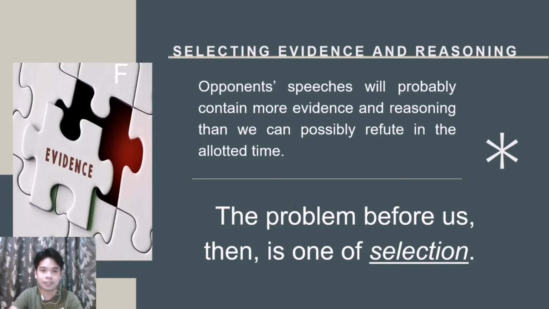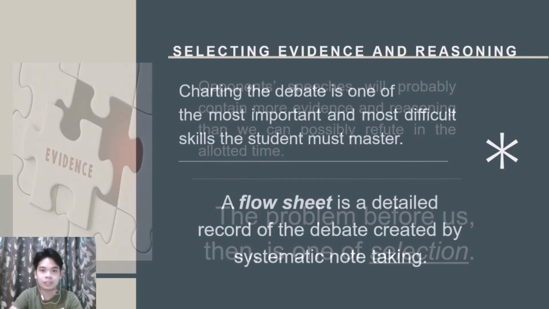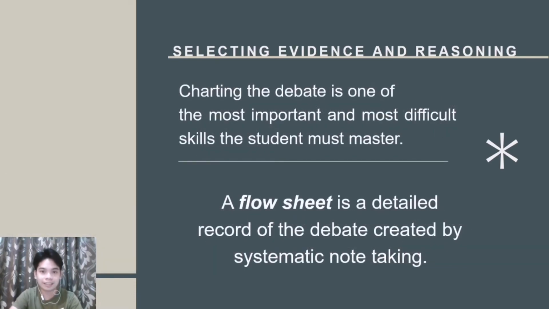Selecting evidence and reasoning. Opponent speeches will probably contain more evidence and reasoning than we can possibly refute in the allotted time. The problem before us, then, is one of selection. The fundamental concept underlying refutation is that we must try to refute the case of our opponent. To do so, we must have an accurate picture of the case as it is presented. Charting the debate is one of the most important and most difficult skills the student must master.